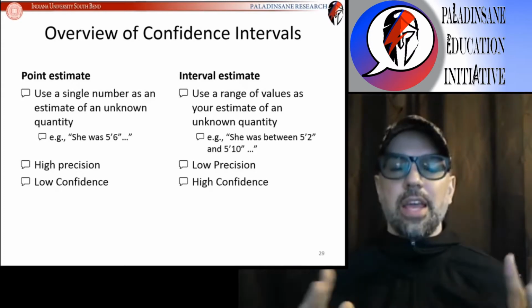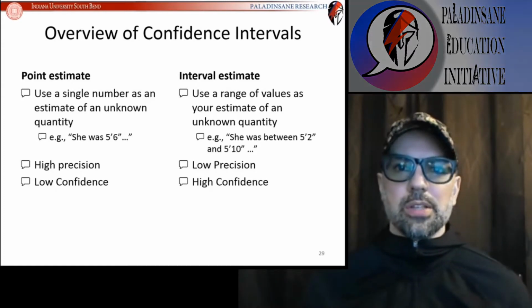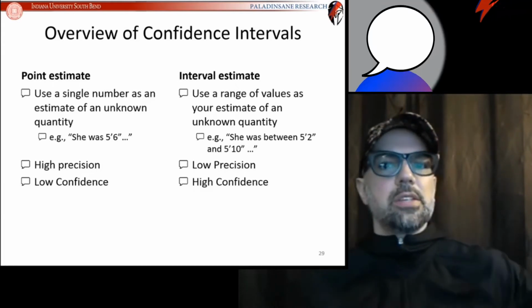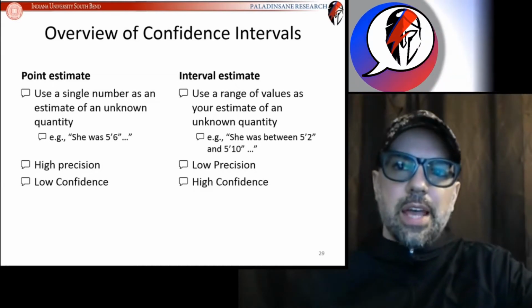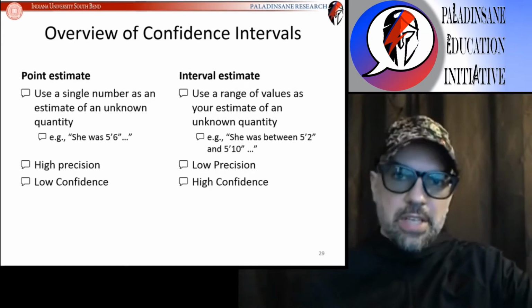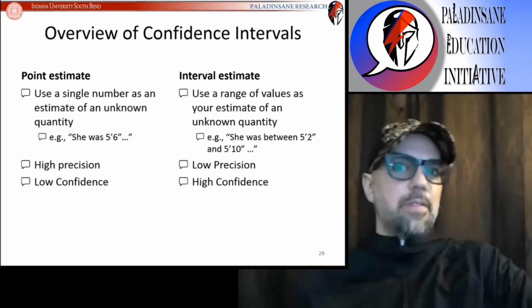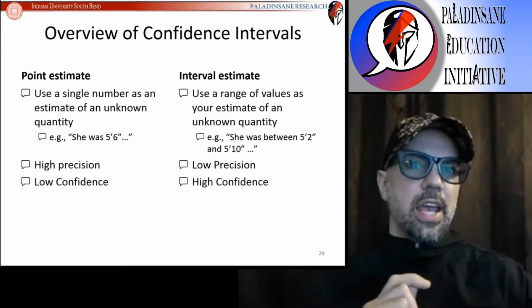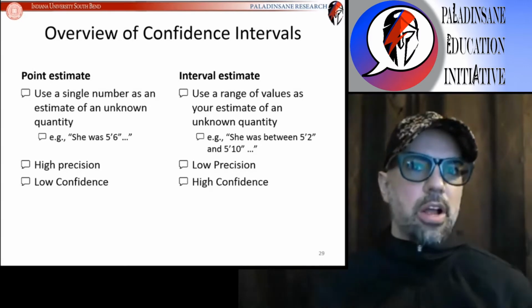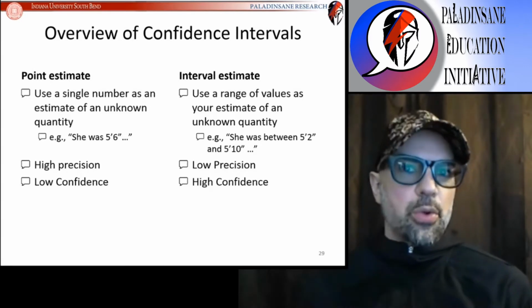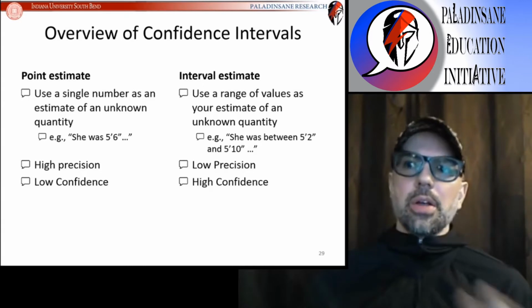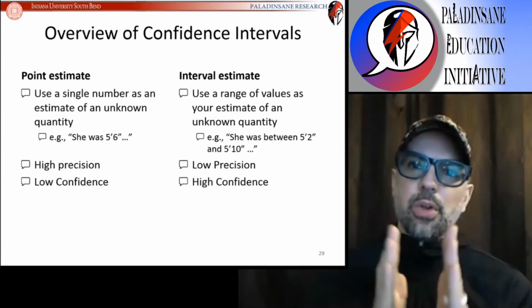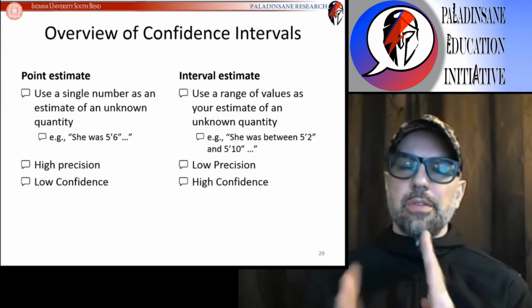On the flip side, if you have low precision, you can have high confidence. And the confidence increases as the precision lowers. So if somebody was asking you, well, how tall was this woman? And you say, well, she's between 5'2" and 5'10". They might ask you, is your confidence high? And you would say, yeah, my confidence is pretty high that she was between 5'2" and 5'10". But what if they wanted you to increase your confidence? What if they wanted you to be really, really sure? Well, then you might say, I'm going to have to increase that interval a bit.